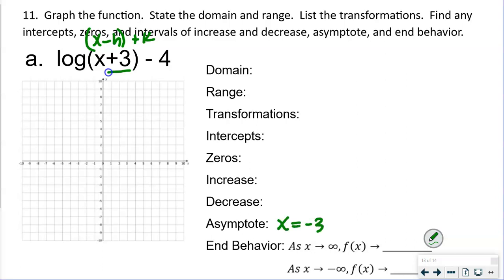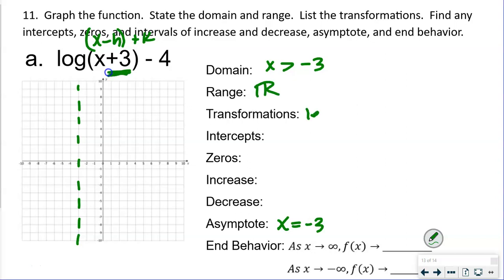So we're going to go ahead and draw that asymptote because our graph is going to approach that line, but it's never actually going to touch it. And remember, that asymptote relates back to our domain, and it relates to our intervals as well. So our domain is x is going to be greater than -3, okay? And remember our range is going to be all real numbers.